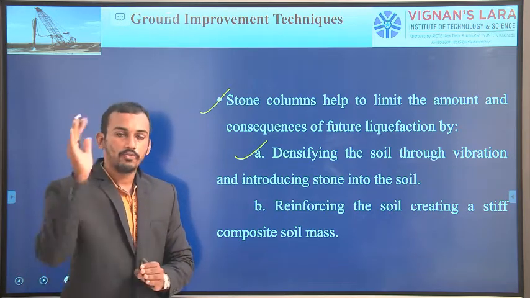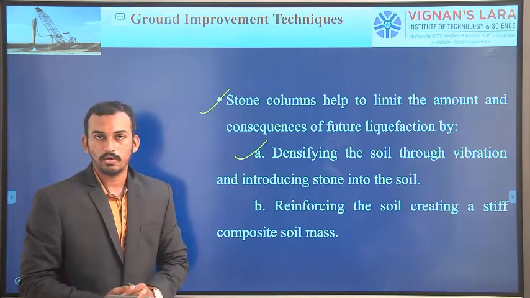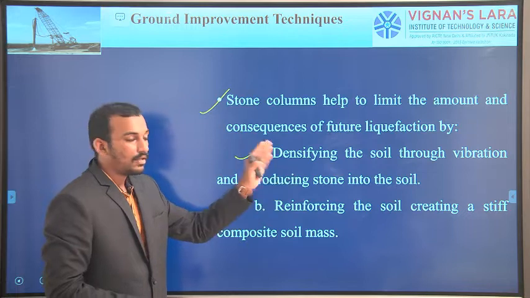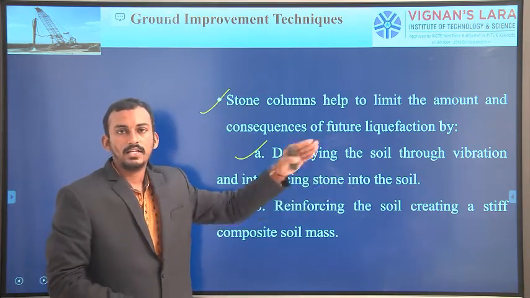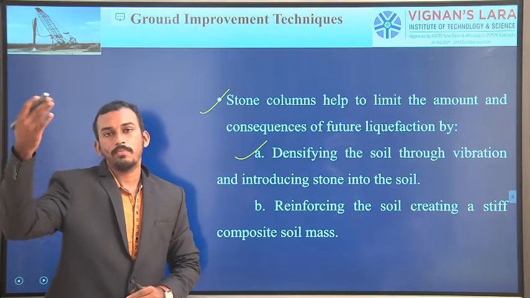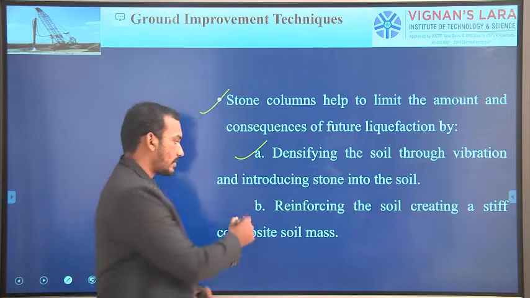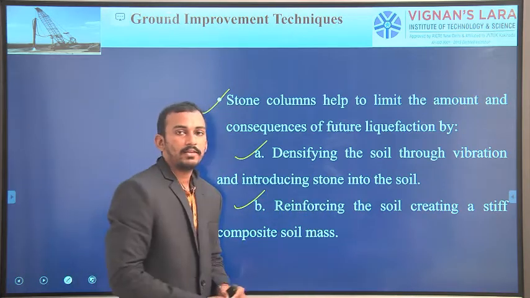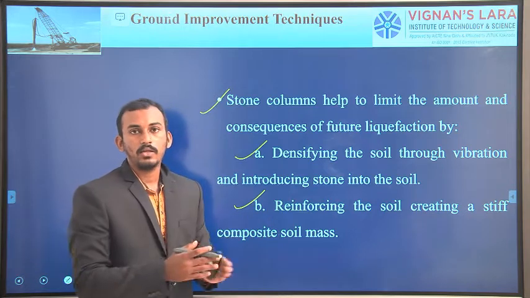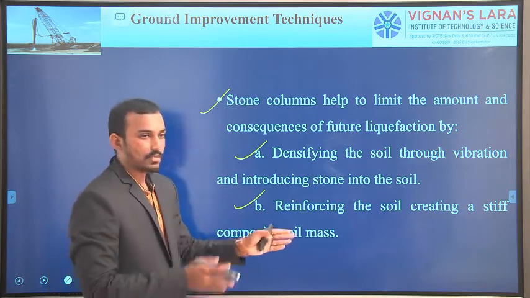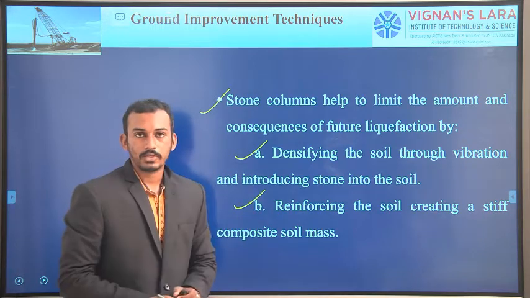Even in the future, if an earthquake occurs, the vibration forces will develop again, but those will not affect the soil. Why? The soil has already lost its stiffness and settled down. So the future vibrations cannot create liquefaction. The second one is that we are reinforcing the soil. The soil is not a homogeneous material. We are adding stone columns at regular intervals, and that prevents the liquefaction.